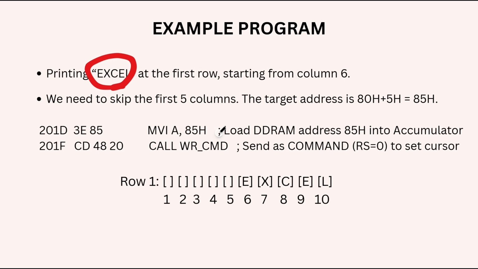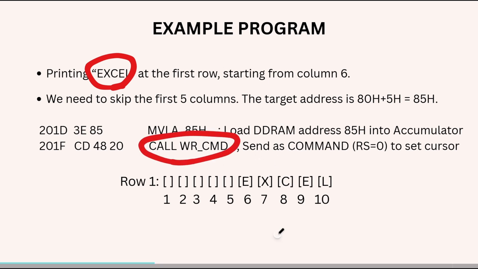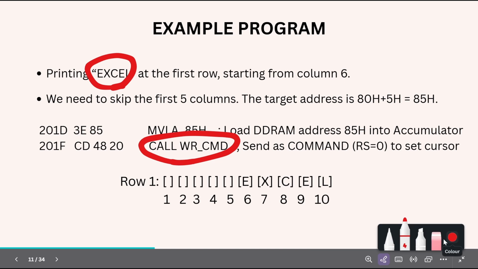And then the first line of the code, this is a 2-byte instruction. The opcode 3E means move immediate to accumulator. And this is the operand value, which is the DDRAM address for command for line 1 and column 6. So this is just setting a DDRAM address. You can think of it roughly as setting the cursor position. And this calls a subroutine, which is not present here, but that's a specific code which we'll be seeing in further slides.